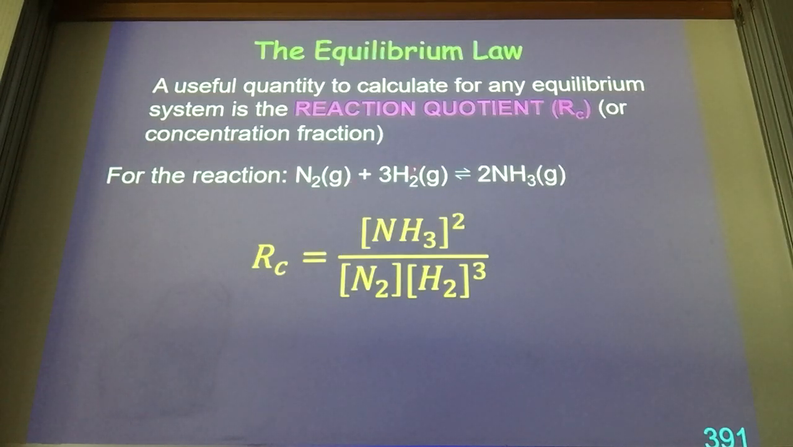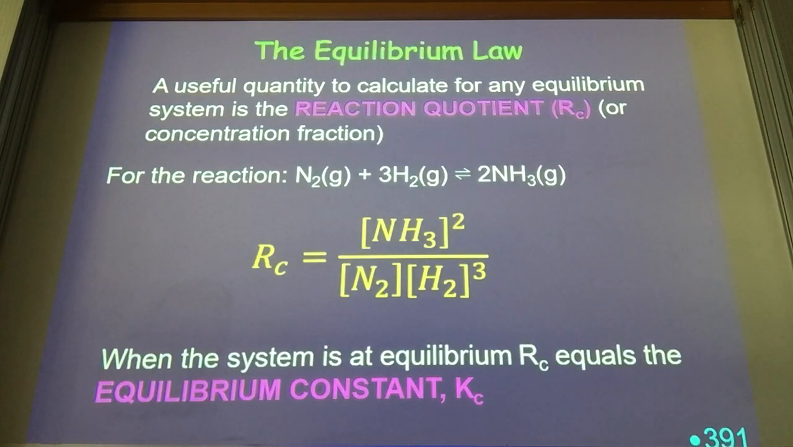So on the left-hand side, we get the reactants, they go on the denominator, and we see we've got nitrogen, 1 mole of nitrogen, 3 moles of hydrogen. What do we see? Nitrogen to the power of 1, hydrogen to the power of 3. This is how reaction quotients are done. It's the products over reactants to the power of the number of moles.